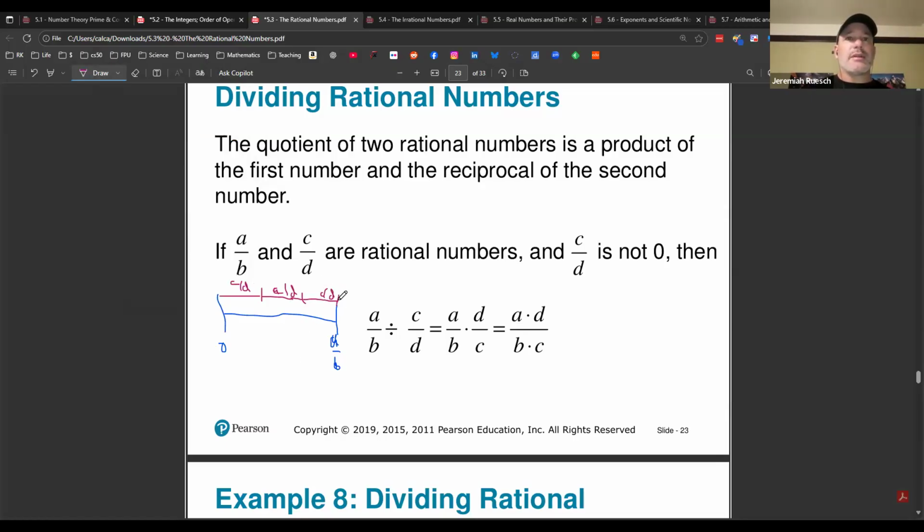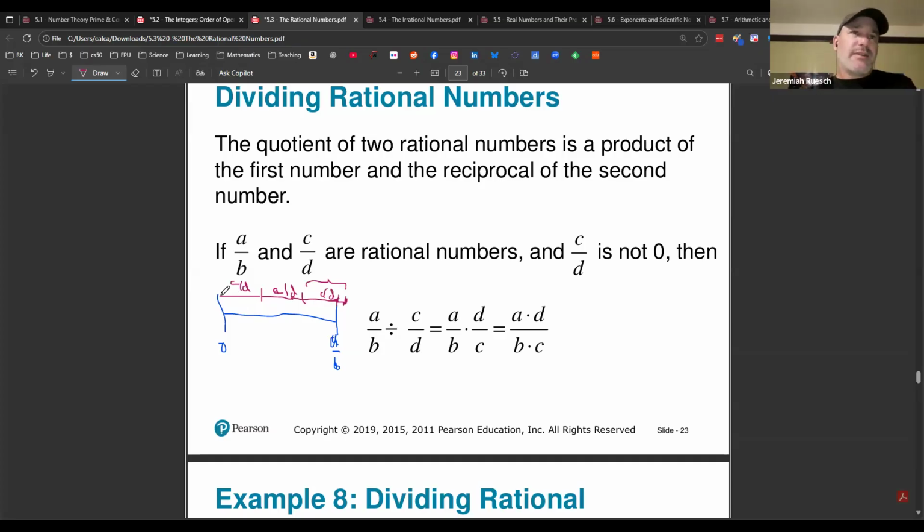But if it doesn't go in evenly, so let's say that C over D is something like this, then what you're going to get, in this case, is 2, and this piece would be the remainder. So you're going to get a mixed number. In this case, C over D would be smaller than A over B, obviously. And in the other case, if C over D is bigger, kind of like in the 5/8 example, you'll get another decimal number because C over D is bigger than A over B.